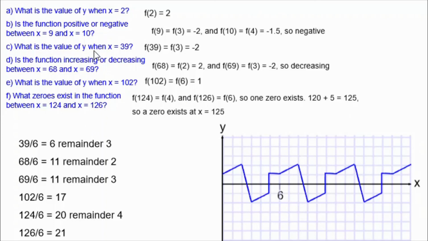By dividing the numbers in my questions by my period and looking at what the remainders are, I'm able to visualize what would be happening in the periodic function way down to the right, far beyond what's shown on my graph, and still give correct answers with enough justification.